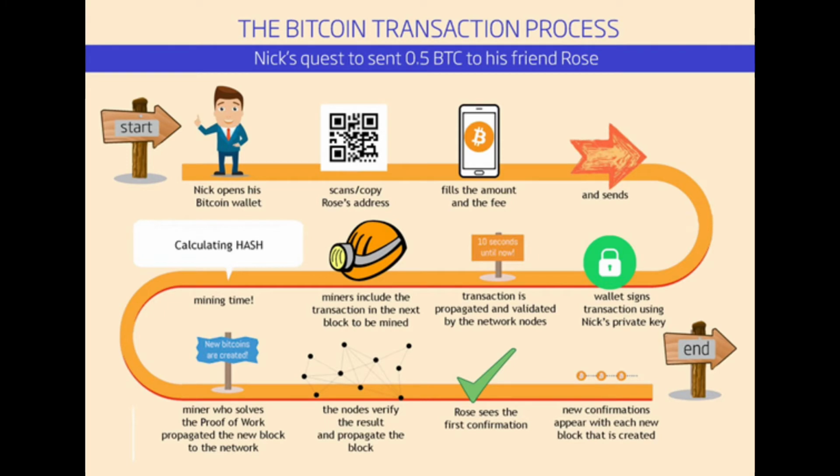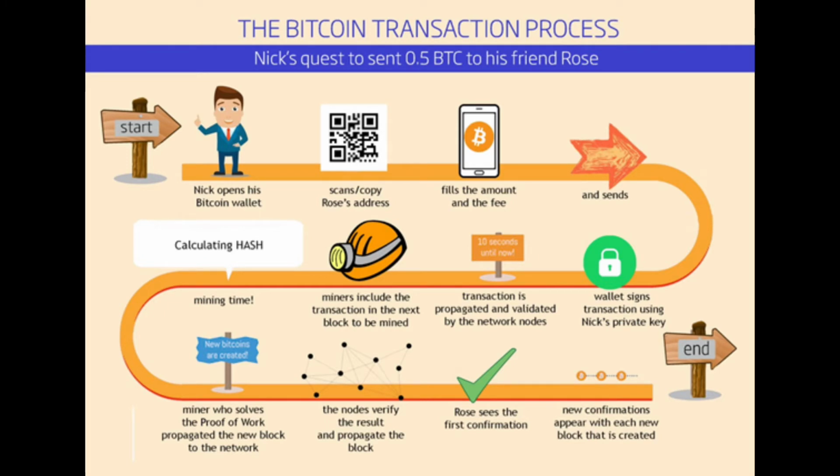So we've hit on a number of concepts. Let's now try and pull it all together into kind of a process diagram and follow how a Bitcoin transaction works. All right, it's time to put it all together. Everyone loves a good process flow diagram. So we're going to follow Nick's quest to send half a Bitcoin to his friend Rose.